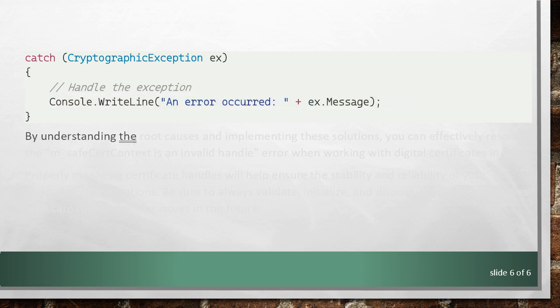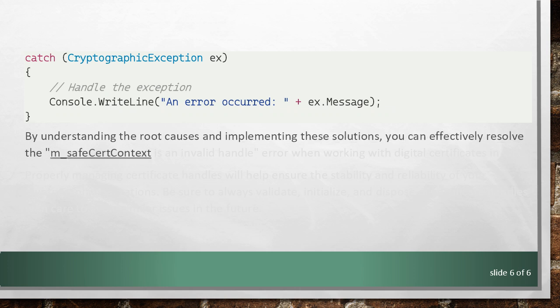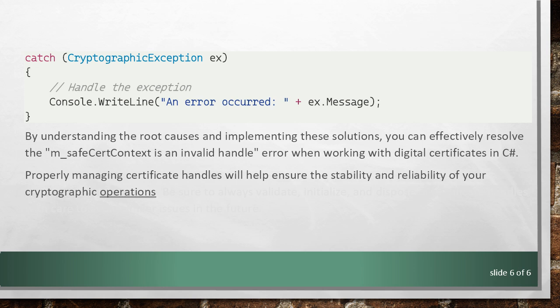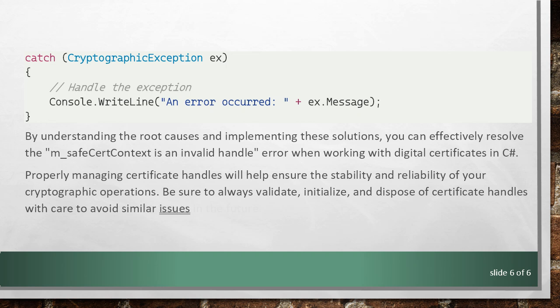By understanding the root causes and implementing these solutions, you can effectively resolve the m_safecert context is an invalid handle error when working with digital certificates in C#. Properly managing certificate handles will help ensure the stability and reliability of your cryptographic operations. Be sure to always validate, initialize, and dispose of certificate handles with care to avoid similar issues in the future.